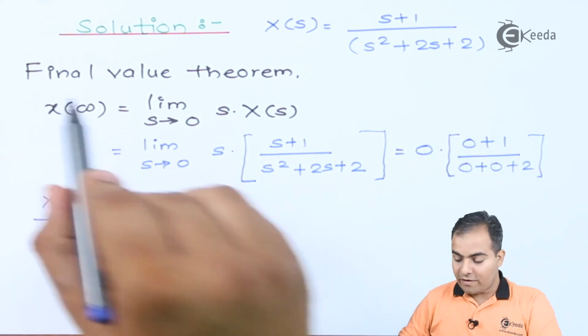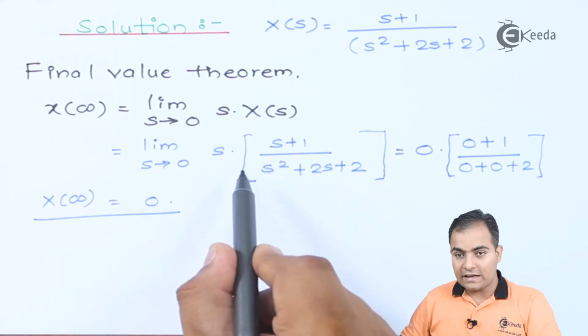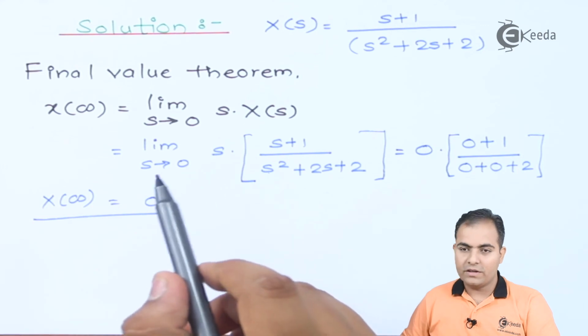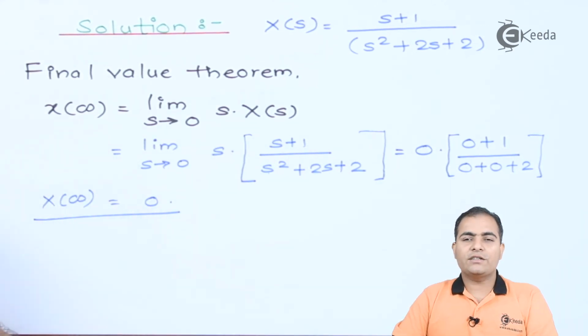So, remember, in the final value theorem, just try to cancel this s if we have an extra s in the denominator. So, this is the way to find the Laplace properties, that is initial value and final value, using Laplace transform. Now, we will study the next numericals in the next videos.